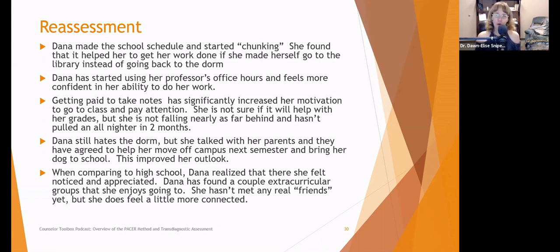Dana still hates the dorm, but she talked with her parents and they've agreed to help her move off campus next semester and bring her dog up to school with her. This improved her outlook. When comparing to high school, Dana realized that there she felt noticed and appreciated. She's found a couple extracurricular groups that she enjoys going to. She hasn't met any, quote, real friends yet, but she does report feeling a little bit more connected.